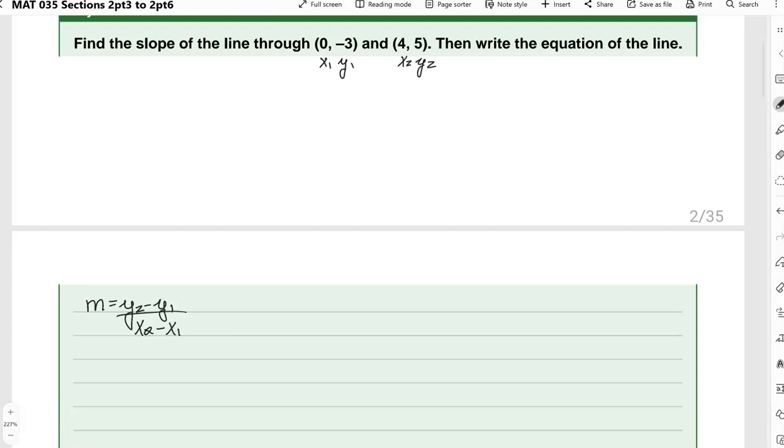I'm using my slope equation. y2 is 5 minus y1, which is -3, over x2, which is 4, minus x1, which is 0. I'm going to get 8 over 4, which is equal to 2.